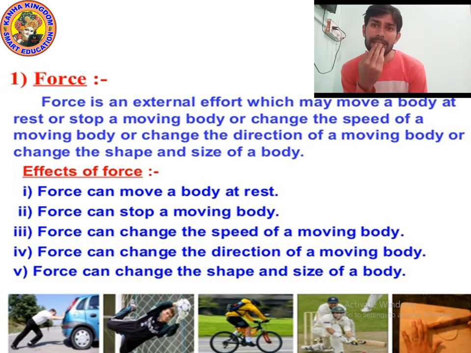For example, suppose Virat Kohli is playing cricket and an Australian bowler is throwing the ball. Then what will happen? When the bowler throws the ball, Virat will hit the ball, and the ball can go in any direction. The speed of the ball will also change, and the direction of the ball will also change.